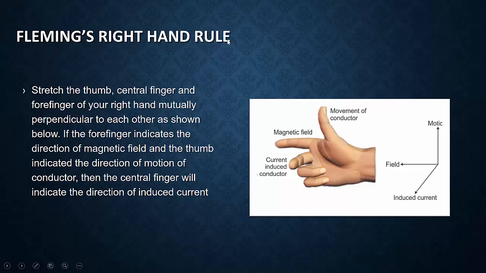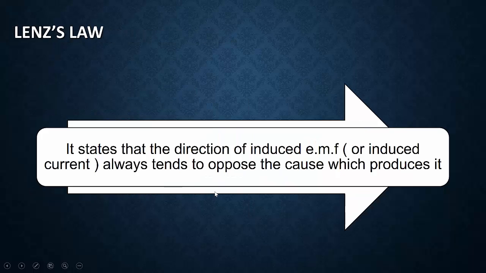Fleming's right hand rule states that you stretch the thumb, central finger, and forefinger of your right hand mutually perpendicular to each other, as shown in this figure. If the forefinger indicates the direction of the magnetic field and the thumb indicates the direction of motion of the conductor, then the third, middle finger indicates the direction of induced current.